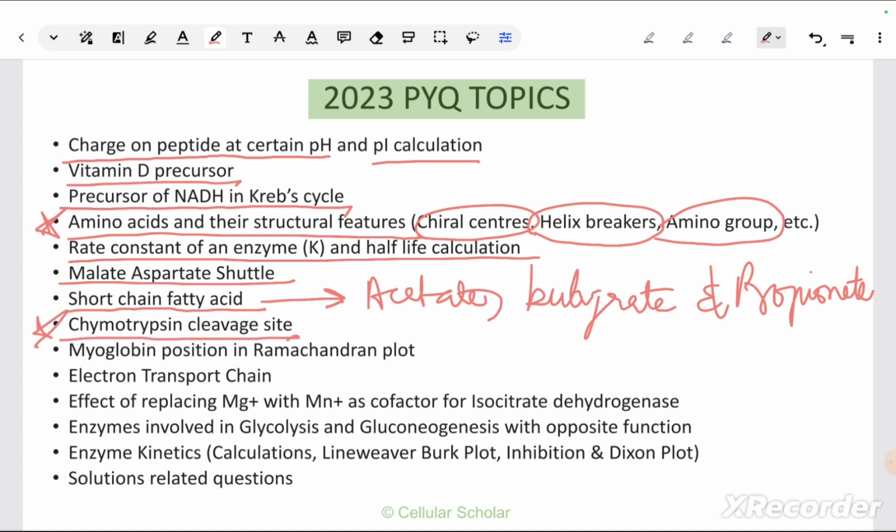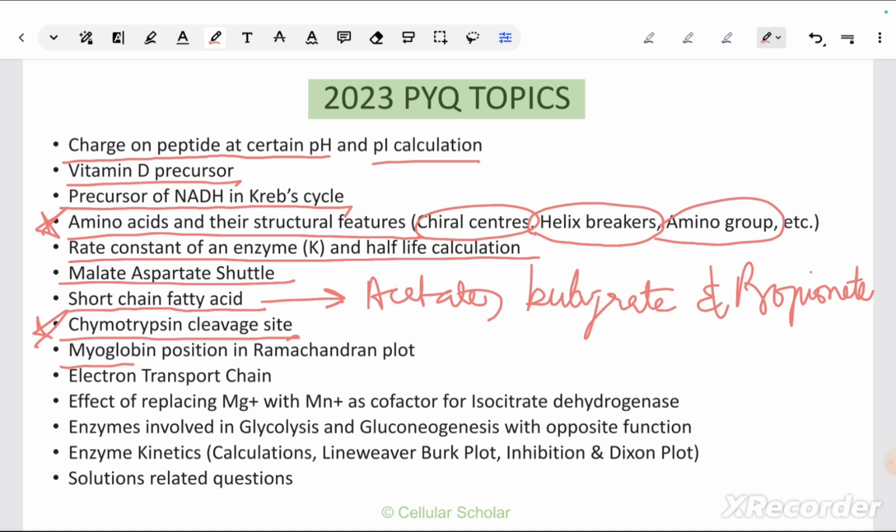You should know about endopeptidases as well as exopeptidases. Chymotrypsin is their favorite topic. Also, you should know what lies at the active site of chymotrypsin. Again, whatever topics I'm mentioning, try to read from all the related areas of these topics.